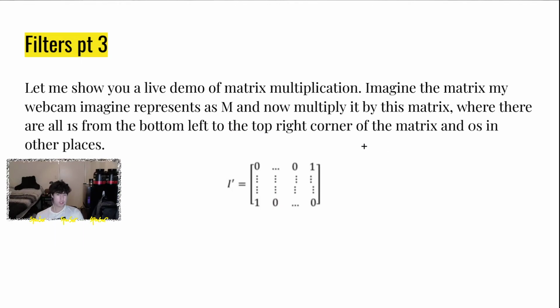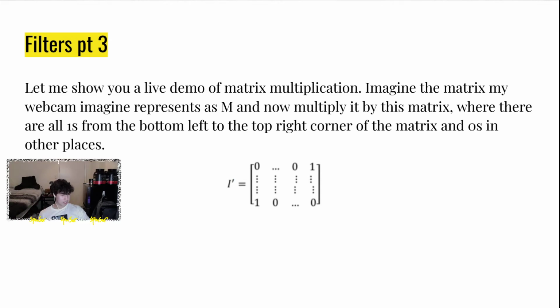Okay, now going deeper. Now I'll show you a live demo of matrix multiplication in the real world. Imagine my webcam, this square box you can see around me, as an image represented as M. So I am the matrix M, a bunch of pixels in this matrix. Now multiply it by this matrix on the screen, where there are all ones from the bottom left to the top right corner of the matrix and zeros in every other place. It's kind of like a mirror image of the identity matrix, if you can imagine.